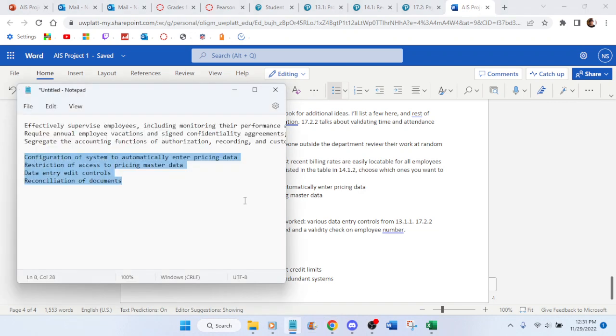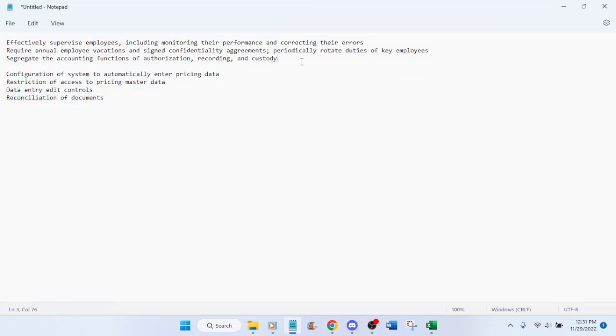What did I write from section 8.5? I wrote like effectively supervise employees, require annual vacations, sign confidentiality agreements, periodically rotate duties of key employees, segregate the accounting functions of authorization, recording, and custody. I mean, that's more of a solution to the financial cycle rather than the revenue cycle. I mean, you still have to record. Okay.